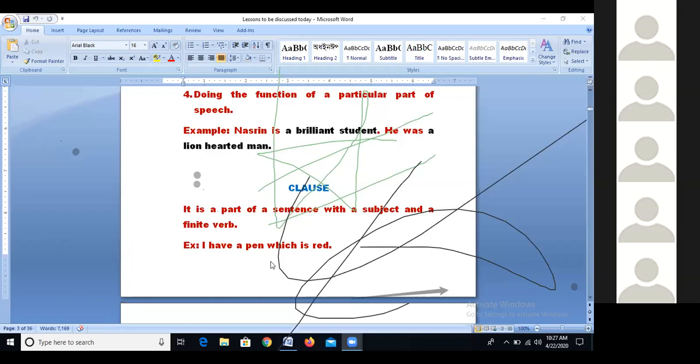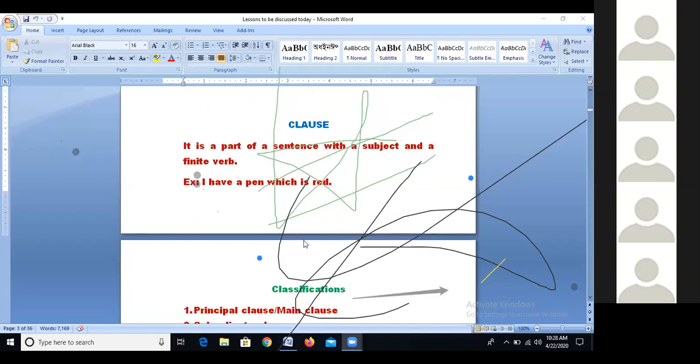So a phrase is different from a clause. Phrase is also a part of a sentence, but it does not have a finite verb. It does not have a subject. On the other hand, clause is a part of a sentence, and it has one subject and one finite verb. Okay.